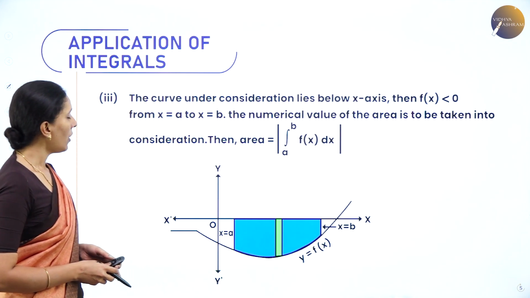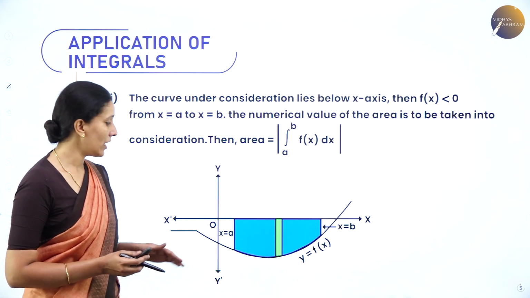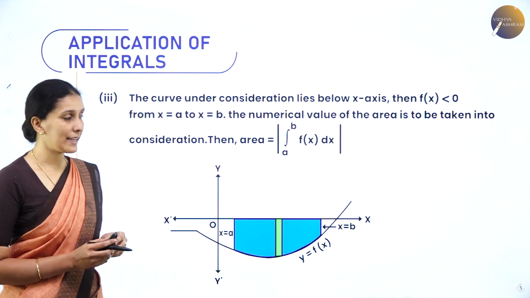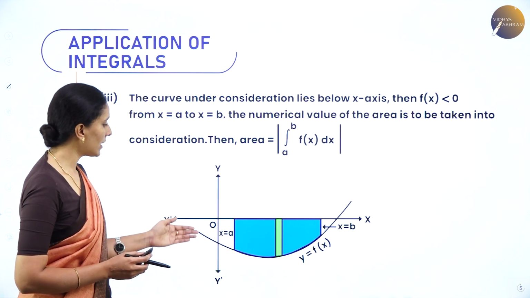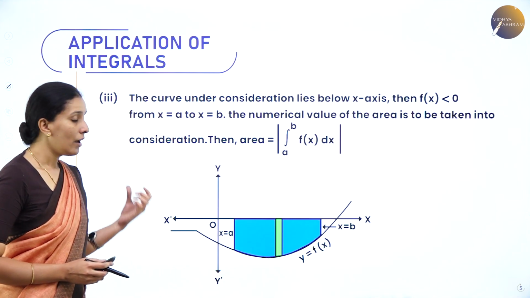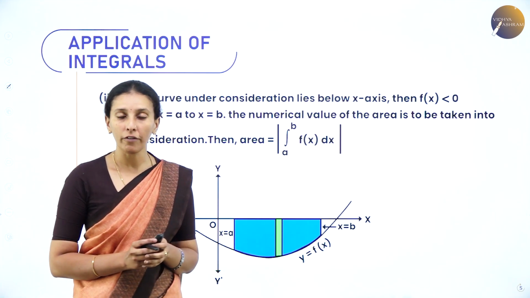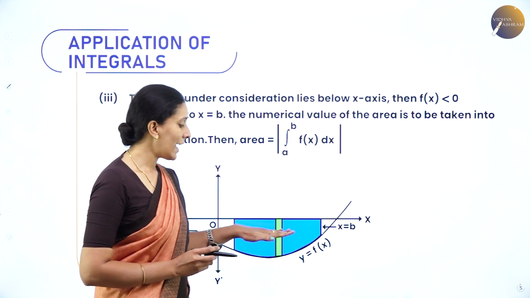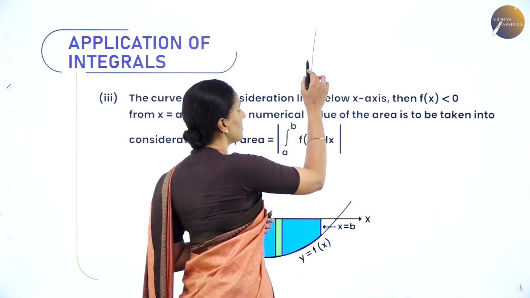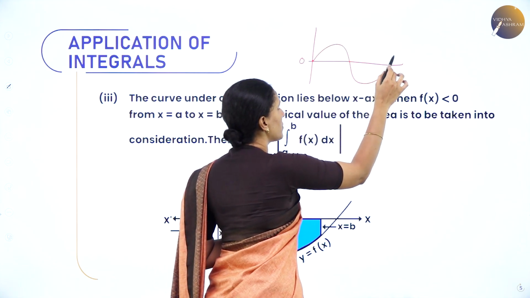Next. Now the curve under consideration which lies below the x-axis, that means here your f of x is lying along the negative side of the x-axis. So therefore when you take the limits from x is equal to a to x is equal to b, here the area of the function should be written in the form of modulus of f of x because area is always positive. Suppose you take the curve sin x, we know that the sine curve is from 0 to 2 pi here.